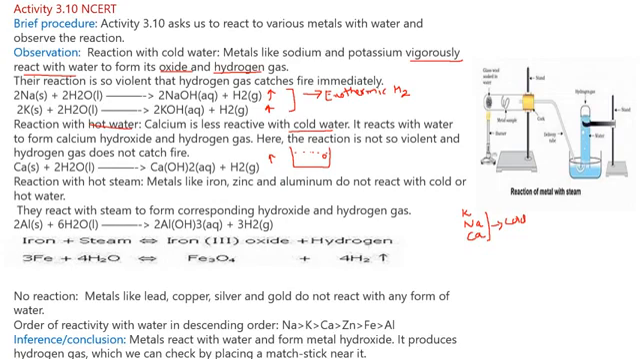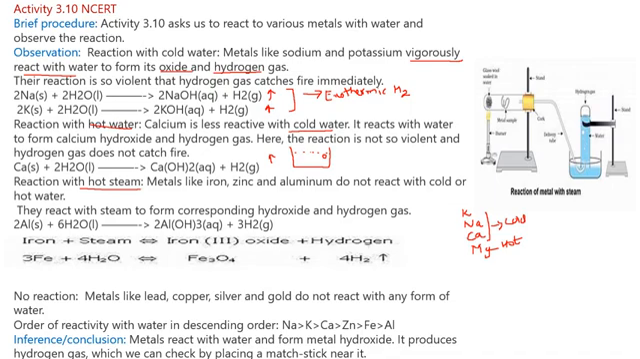Then, reaction with hot water. Here they have taken hot steam, but there is one more reaction with hot water. Magnesium does not react with cold water, it reacts with hot water. So in the whole series of metals, magnesium reacts with hot water. So I'll write over here hot water. Magnesium hydroxide will be formed and hydrogen gas will be released.